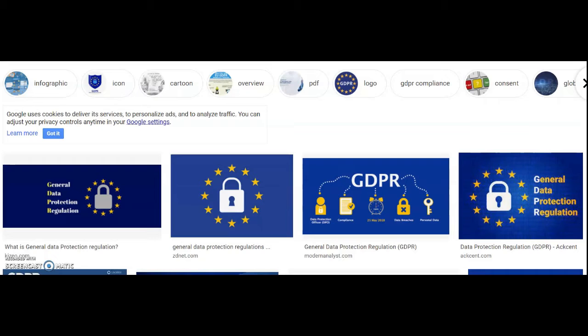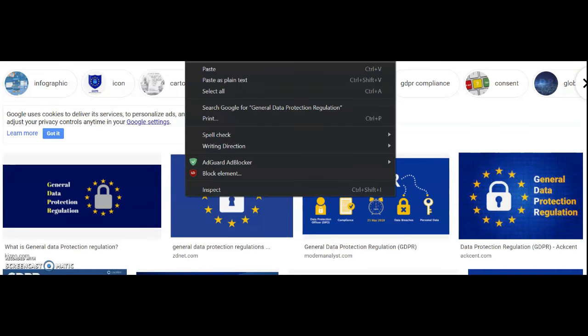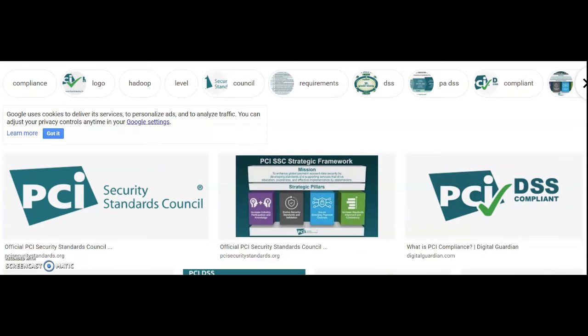The next thing we're talking about is Payment Card Industry Data Security Standard, PCI DSS. This is a set of security standards designed to ensure that all organizations that accept, process, store, or transmit credit card information maintain a secure environment. Failure to comply with PCI requirements can lead to steep fines and penalties, also revocation of credit card payment services or even suspension of accounts.